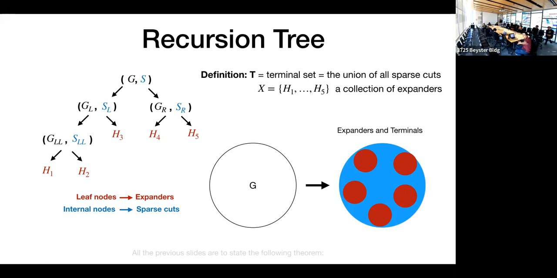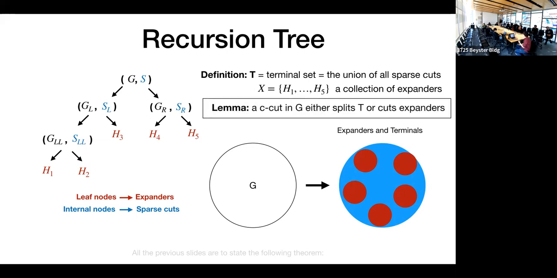So in this figure, the red thing is the expander and the terminal is the blue thing. Just to be clear. And then the lemma is this: it outputs the expander and terminal in such a way that if you find a cut in G, it either splits T or it cuts the expander. So that's the unrolled version of the statement.